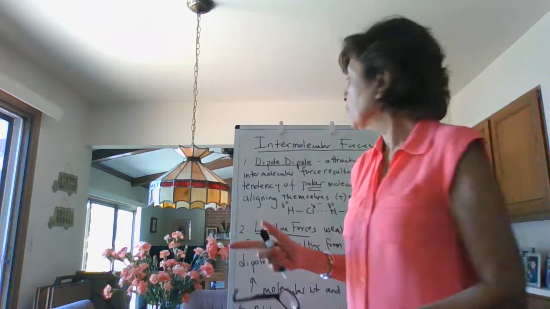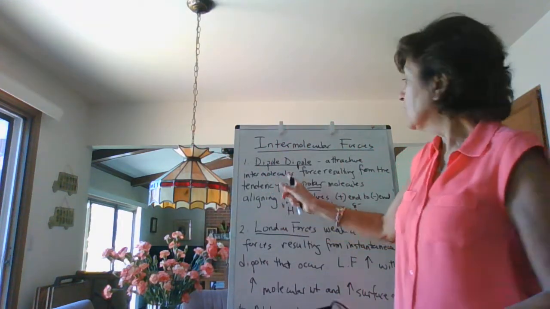These are just attractions between molecules. Definitely not as strong as a strong covalent bond. Okay, so you can break these. But out of the three, hydrogen bonds are the strongest of the intermolecular forces. So on the board, I wrote definitions for dipole-dipole and London force, and then I will write down a definition for hydrogen bonds. Okay, so what is a dipole-dipole?